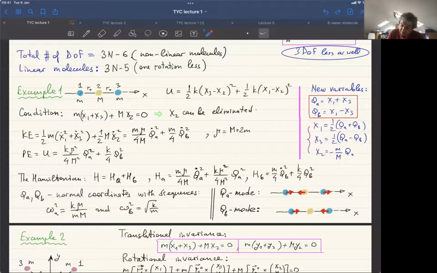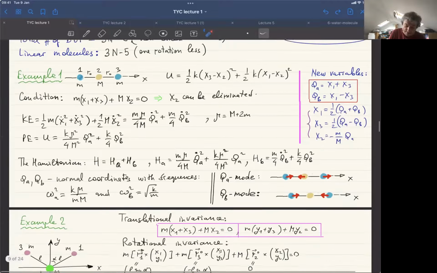If instead I excite the QB mode, so the QA mode is 0, then x2 is not moving at all, and x1 and x3 move in opposite directions. So we have this normal mode.